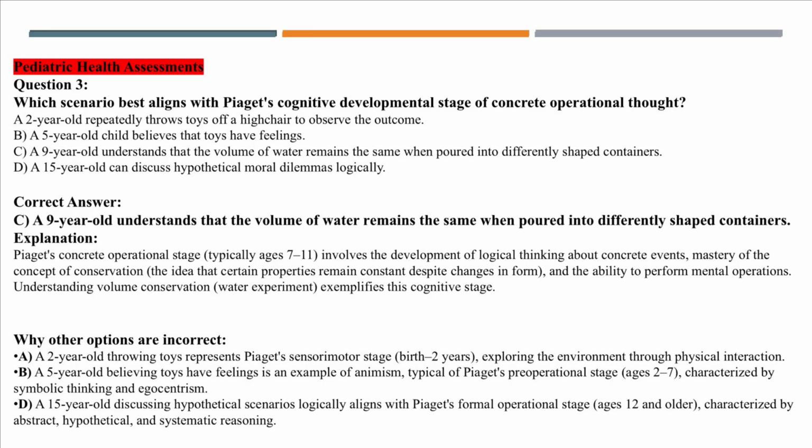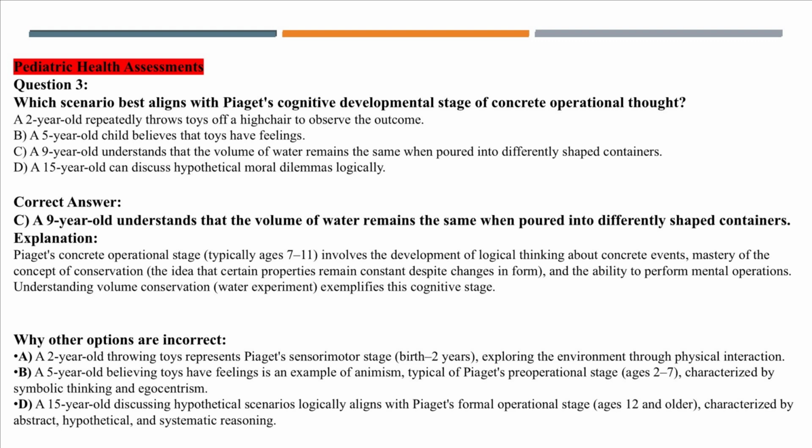Pediatric health assessments. Question 3. Which scenario best aligns with Piaget's cognitive developmental stage of concrete operational thought? A. A 2-year-old repeatedly throws toys off a high chair to observe the outcome. B. A 5-year-old child believes that toys have feelings. C. A 9-year-old understands that the volume of water remains the same when poured into differently shaped containers. D. A 15-year-old can discuss hypothetical moral dilemmas logically. Correct answer: C. A 9-year-old understands that the volume of water remains the same when poured into differently shaped containers.